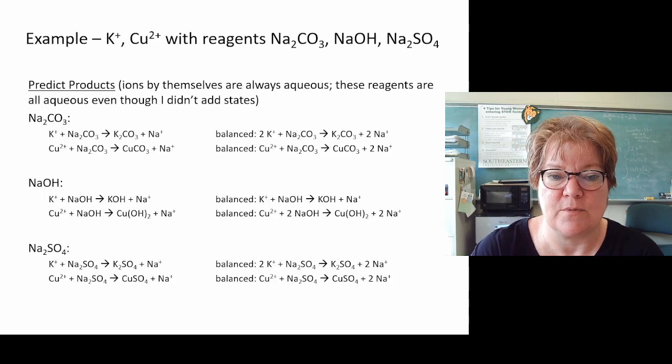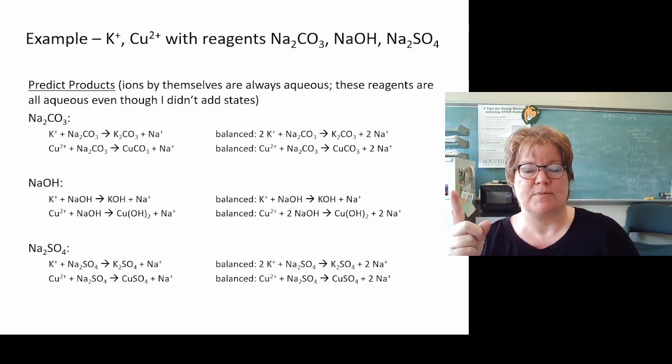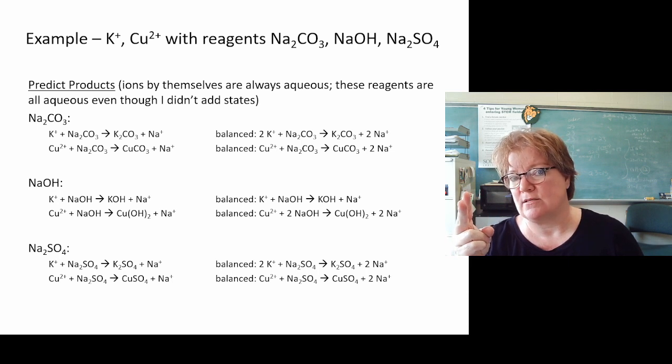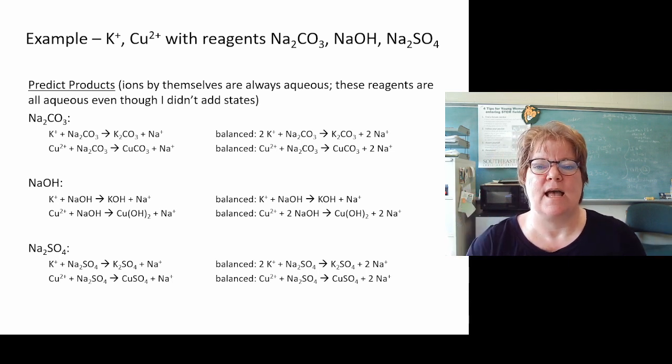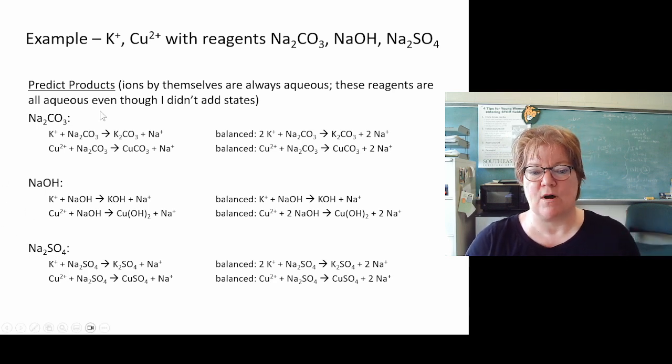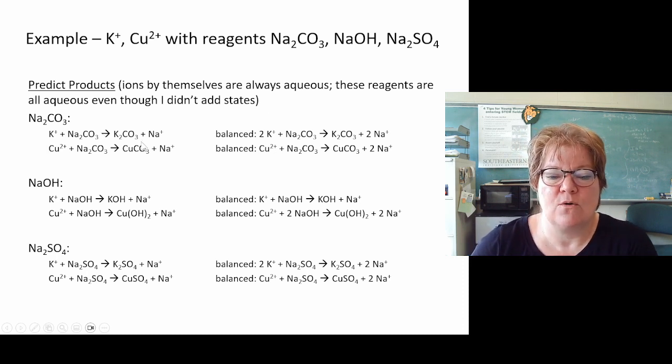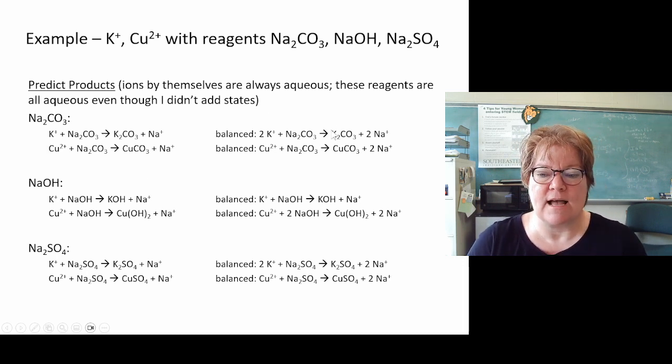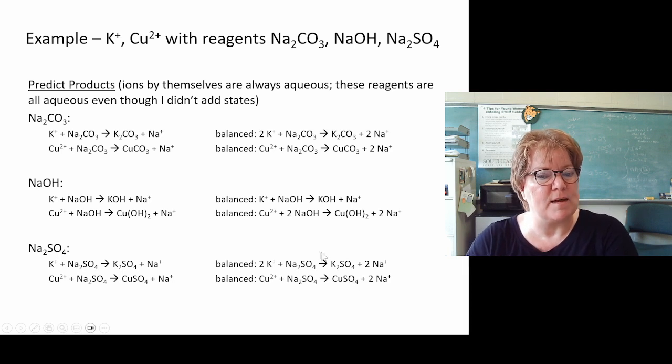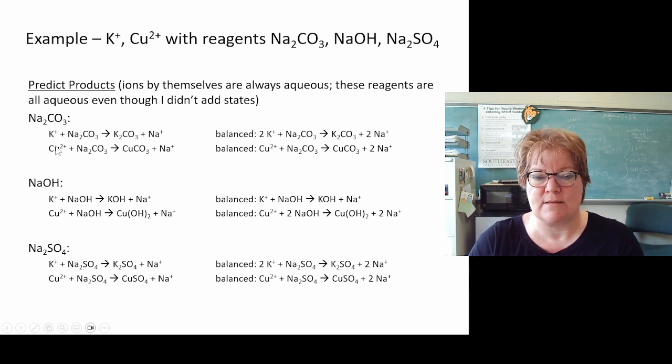So let's go through an example. I'm only using 2 ions, potassium and copper 2 plus, but you have 3 ions in your example. And I have 3 possible reagents: sodium carbonate, sodium hydroxide, and sodium sulfate. So now I predicted the products, right? I have 2 by 3 is 6 total reactions. So I've predicted all the products. I do eventually need them balanced. So remember, when you come up with these products, these reactions may not be balanced. That's okay. You just balance them.